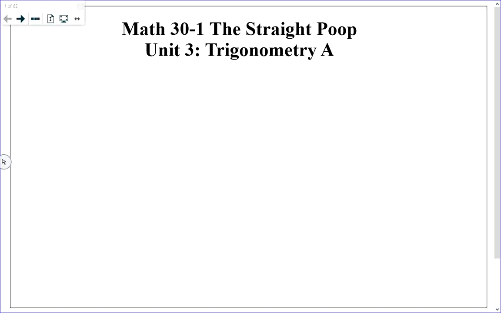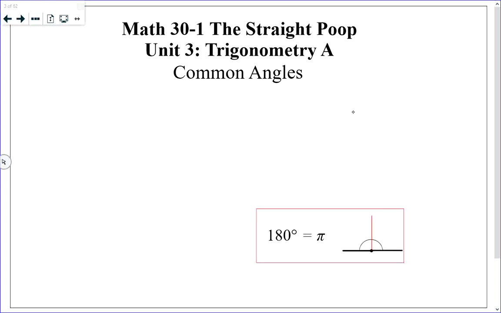This covers everything you need to know in Unit 3, which is Trigonometry Part A. And we start off with the common angles. It is a fact that pi radians is 180 degrees, and that is a fact that needs to be in your brain. You should not be searching for that piece of information. It should be obvious. From that idea, you can construct different ideas.